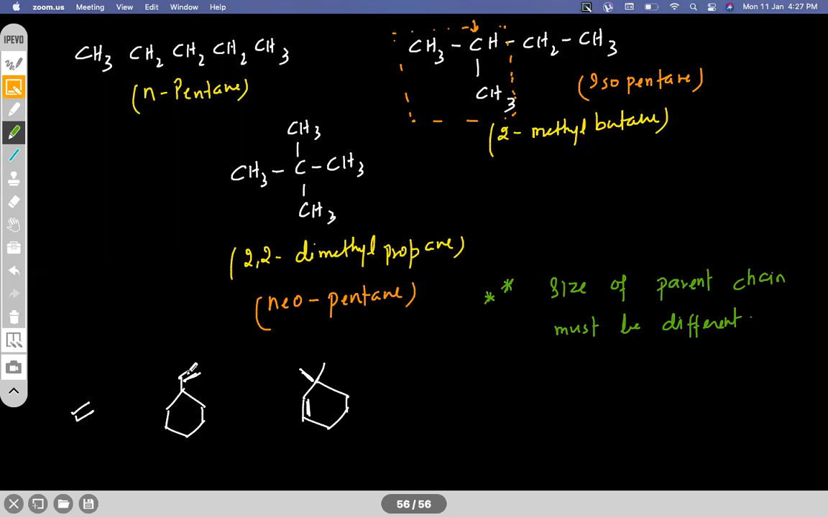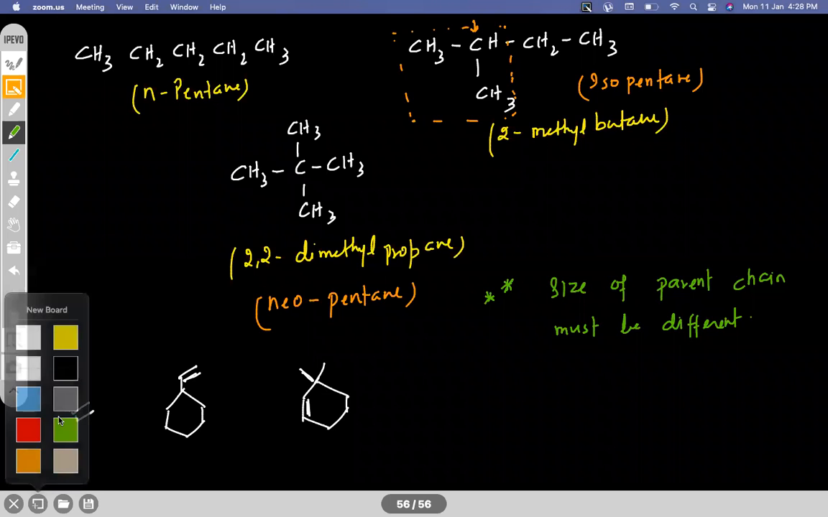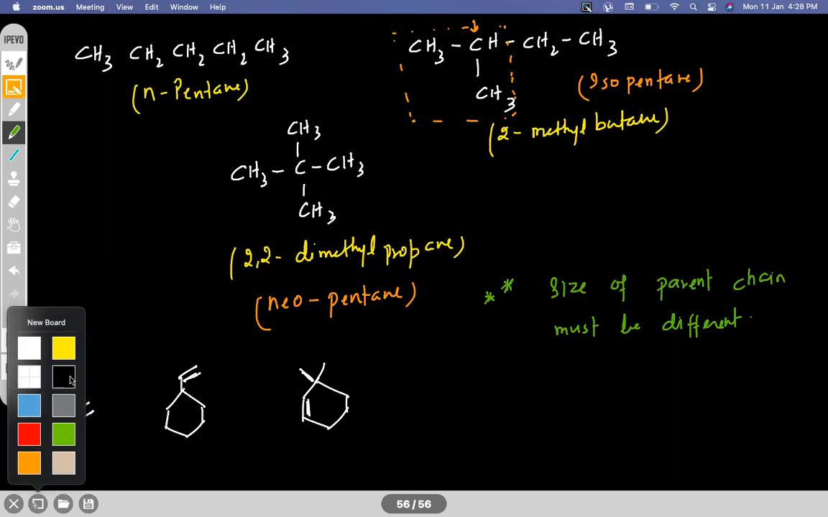If you do not write the double bond here, then the parent chain is the ring only. So we have a double bond here. So for this molecule, the parent chain is this, not the ring. Here we have a double bond, so this is the parent chain. Size is different. Got it? You can also revise nomenclature. We have done it already. That helps you. Quick revision is required. So here the size of the parent chain is different.